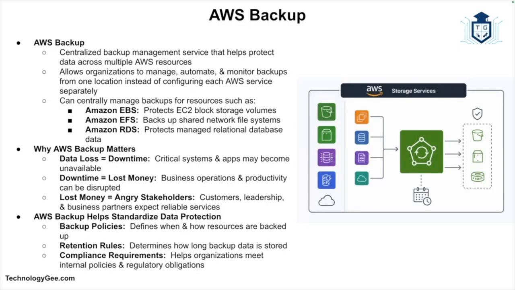And finally, let's talk about something people often overlook until it's too late, and that is backups. AWS Backup is a centralized service that lets you manage backups across AWS resources. So instead of configuring backups individually for EBS, EFS, and RDS, you can simply manage everything in one place. So why does this matter? Well, in real-world environments, data loss can equal downtime, downtime can equal lost money, and lost money can equal angry stakeholders. AWS Backup basically helps enforce backup policies, retention rules, and compliance requirements.